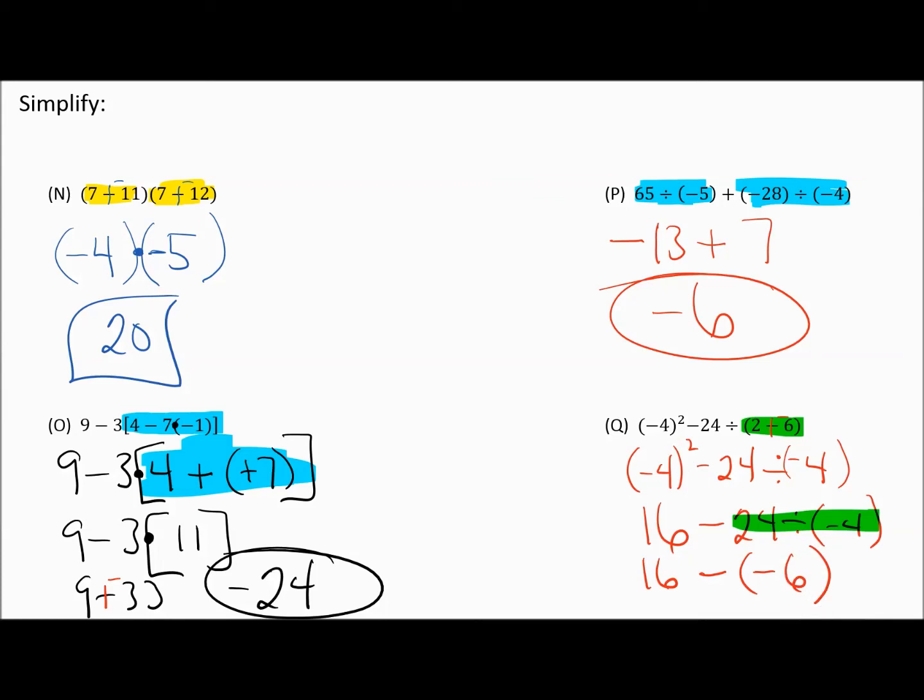Keep change, change. Because it's subtraction, I keep my 16, I change subtraction to addition. I change the sign of the next number. And overall, this is just pluses. 16 plus 6 is 22. And that's my final answer there.